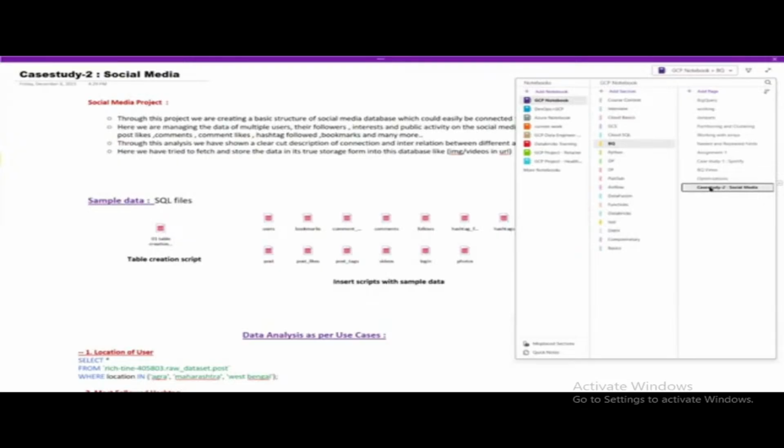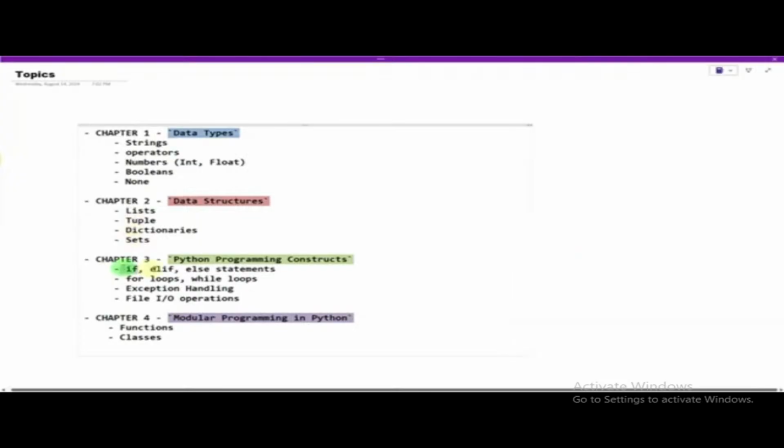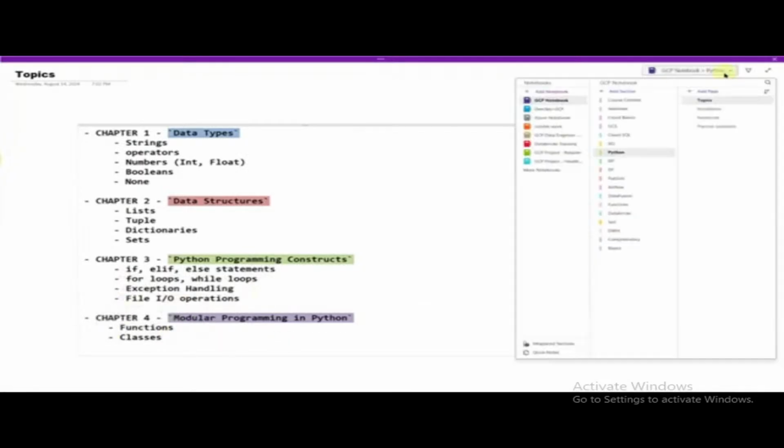Yes. And then I'll start telling you about Python. Python, chapter 1 data types, chapter 2 data structures, Python programming constructions, modular programming, strings, numbers, boolean, none, list, tuple, dictionary, set, and if else statements, for loop and while loop, exception handling, file input output operations, functions and classes. Everything that we are going to cover as a data engineer.